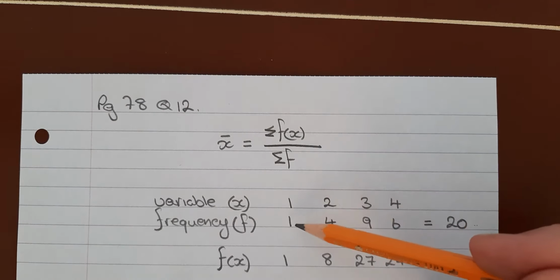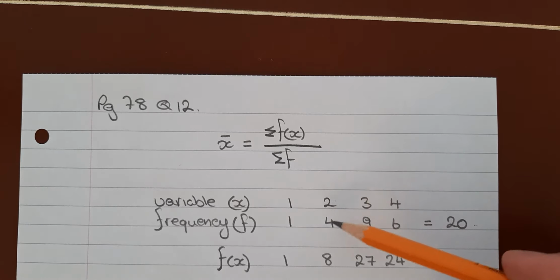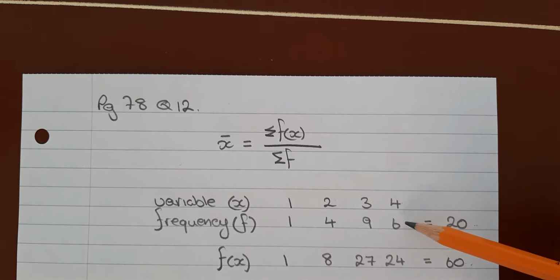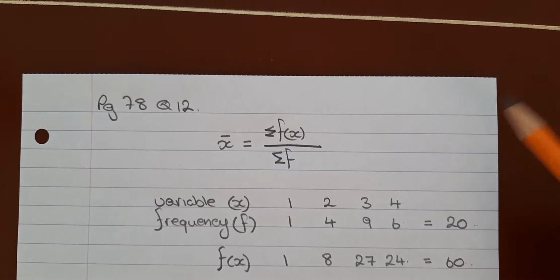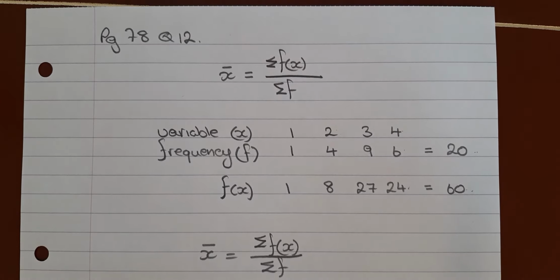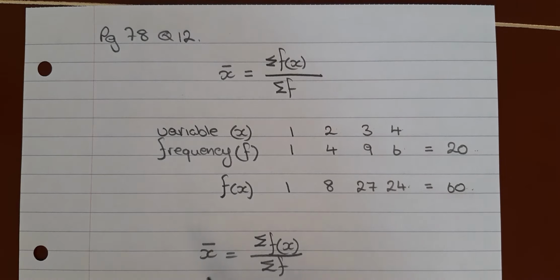So we multiply 1 by 1, gives us 1, 2 multiplied by 4 is 8, 3 multiplied by 9 is 27, 4 multiplied by 6 is 24. We find the sum of the frequencies, so 1 plus 4 plus 9 plus 6 is 20. And we find the sum of the frequencies multiplied by the variable, which is 1 plus 8 plus 27 plus 24 gives us 60.